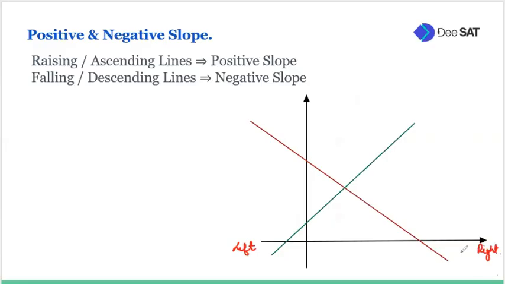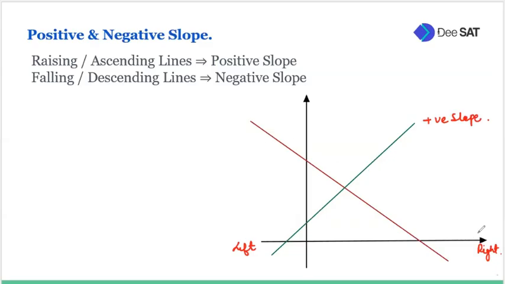Now, when I say positive slope, I'm saying moving from left to right, if it feels like the plane is taking off, the track that is being traced feels like the plane is taking off. All such lines are called ascending lines and hence have a positive slope. So this line must have a positive slope.